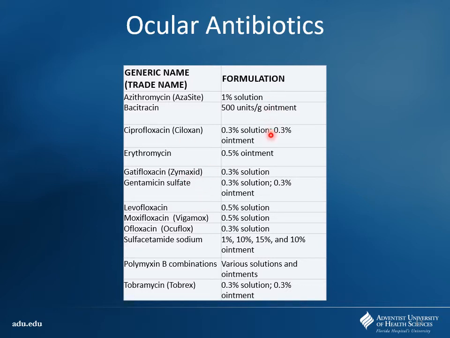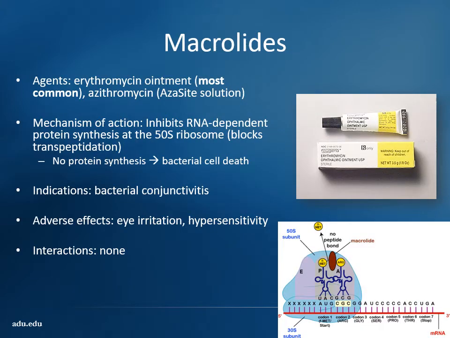It's not important that you remember specifically which ones are solutions, which ones are ointments. You can look that stuff up. Okay, you can look that up in your Tarascon or your Lexicomp or whatever you're using. So first off, we have the macrolides. As we remember, they are protein synthesis inhibitors used for just a wide variety of bacterial conjunctivitis. Probably erythromycin is going to be the most common one you're going to run into.